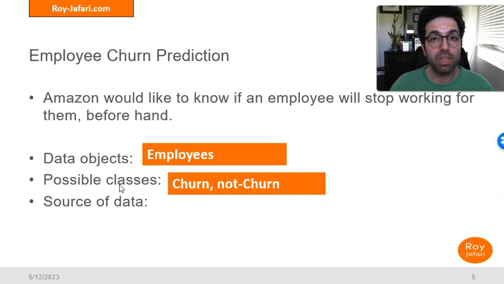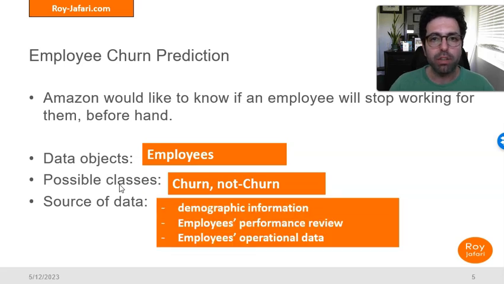We are basically predicting if our employees are going to churn or not churn. And the sources of data that we have: demographic information, employees' performance review, and employees' operational data, right? For instance, these are the three possible sources. This is not to say that these are the only sources, but these are the sources that we can right off the bat ideate or think or hope that they're going to have some patterns to help us with this prediction.